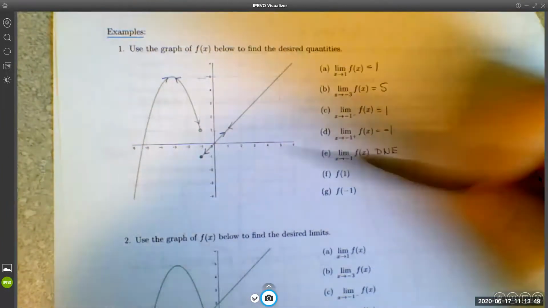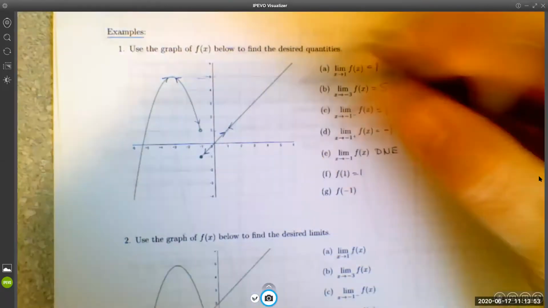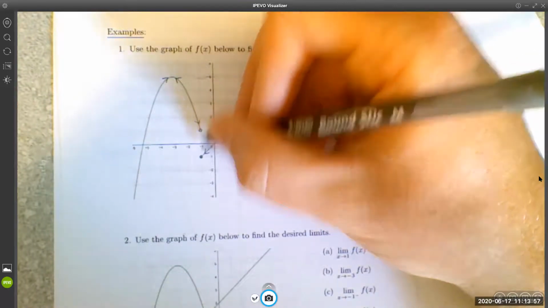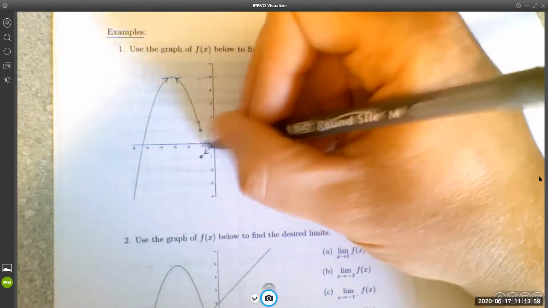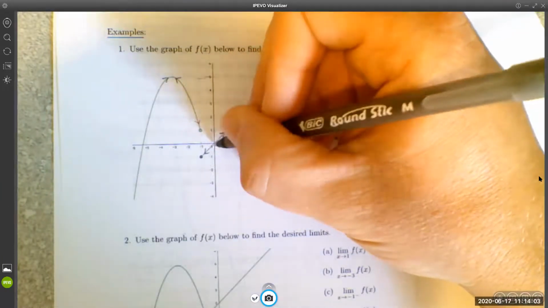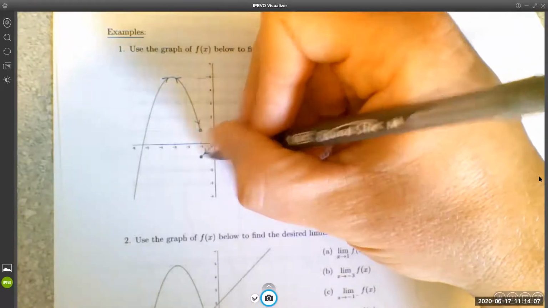Okay, so f of 1 is equal to 1. But f of -1, well, it almost looks like you have two different options, right? But notice that there's a hole here, right? This is an open circle. So f of -1 does not equal 1. F of -1 equals -1.